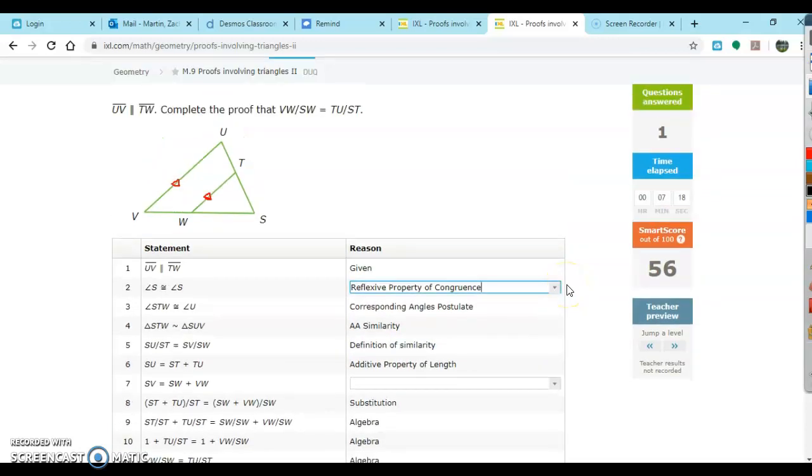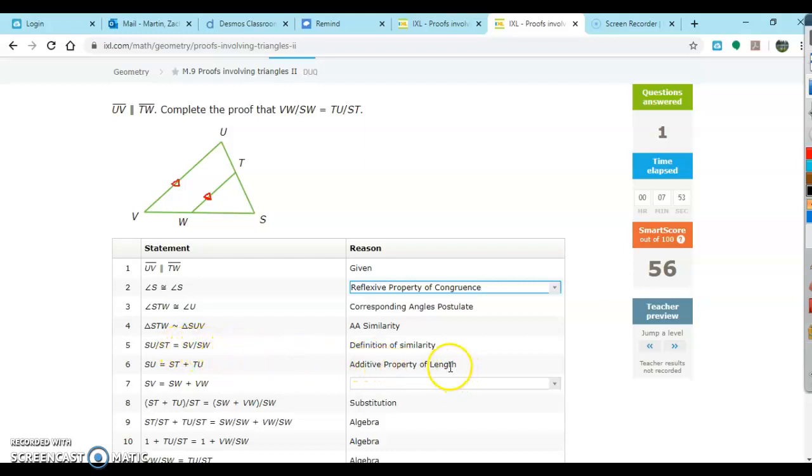All right, so we're going to scroll down, leave those up there. We see that angle STW is congruent to angle U by the corresponding angles postulate, and therefore we've got angle-angle similarity for triangle STW, right here, and then triangle SUV, the bigger triangle there. They're similar by angle-angle similarity. And then by definition of similarity, we know that their sides are proportional, so SU divided by ST is equal to SV divided by SW.